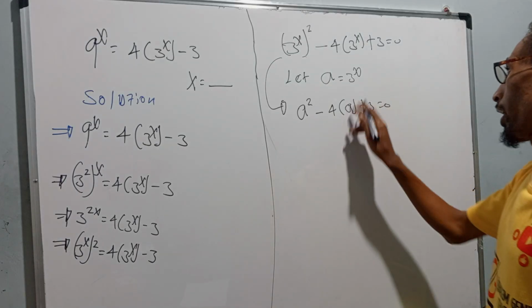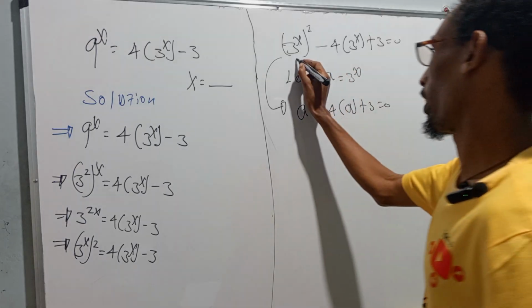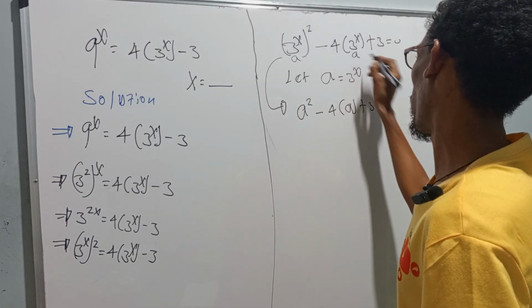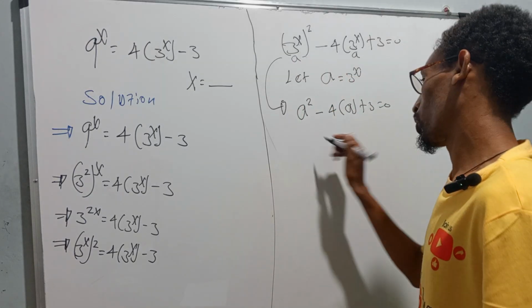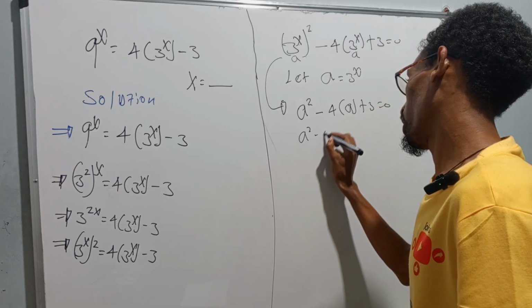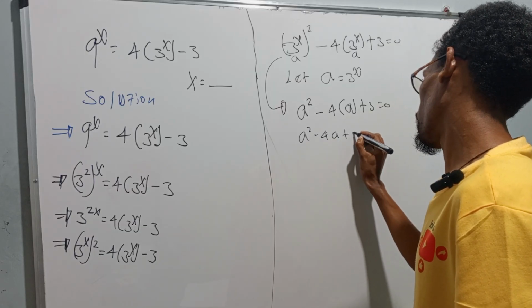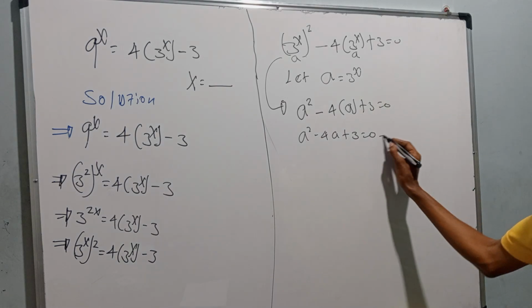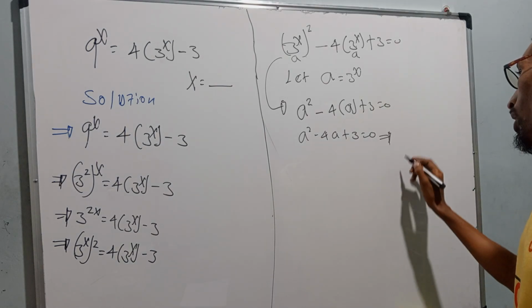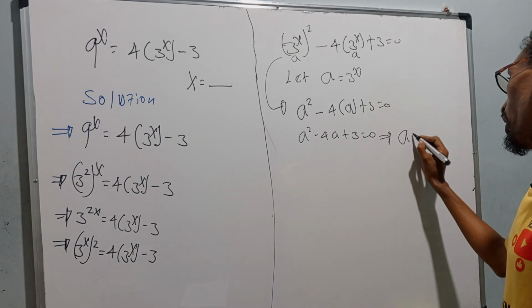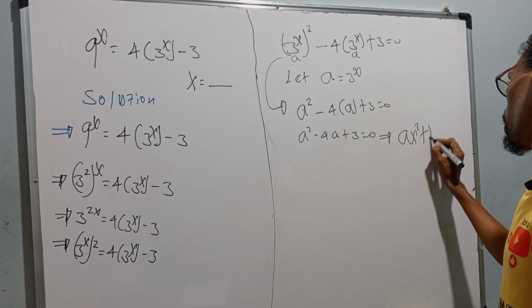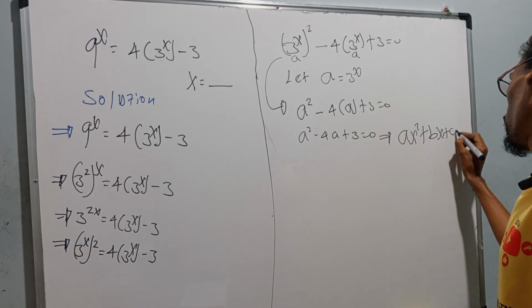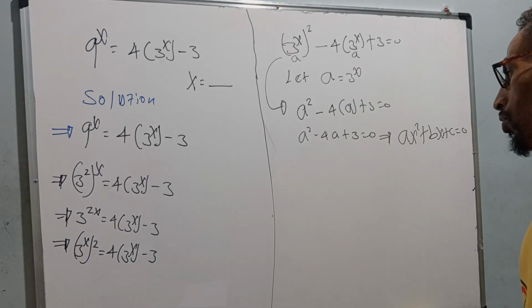Why? Because a is 3 to the power of x. Now this equation looks like a squared minus 4a plus 3 equals 0. This equation is in quadratic form, that means ax squared plus bx plus c equals 0.